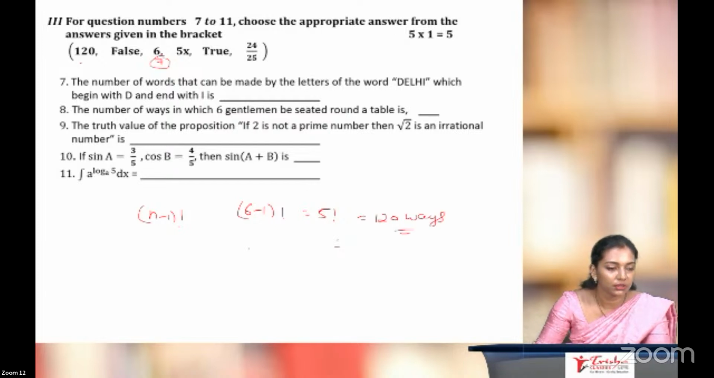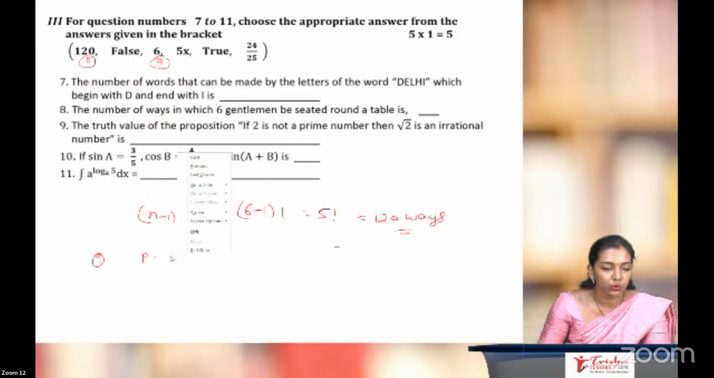So here we are with the 8th answer. Next is the 9th question. The truth value of the proposition: if 2 is not a prime number, then root 2 is an irrational number. Okay, so here we are at the 9th question. So if 2 is not a prime number, so P, you can take it as 2 is a prime number. So not a prime number, so negation P, right? So negation P, if then statement it is.